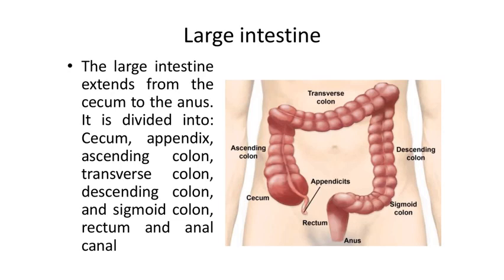الجزء الثاني بتاع الانتستين اللي هنشرحه دلوقتي اللي هو large intestine. The large intestine extends from cecum to the anus and is divided into cecum, appendix, ascending colon, transverse colon, descending colon, sigmoid, rectum, and anal canal.